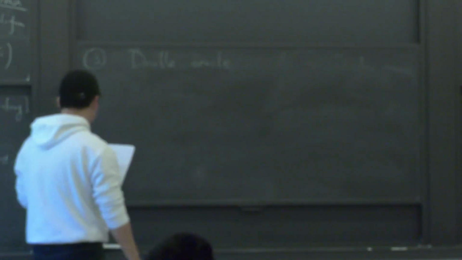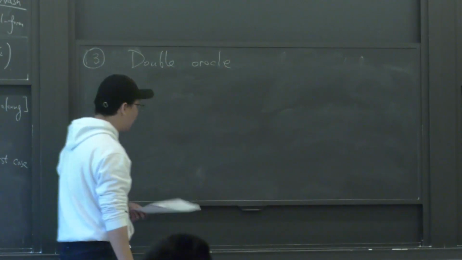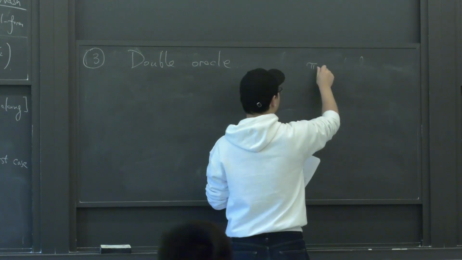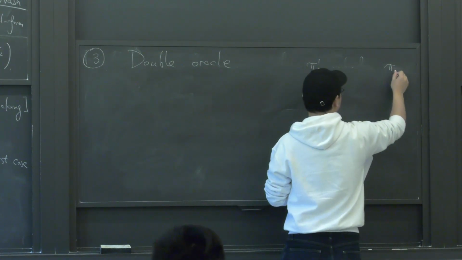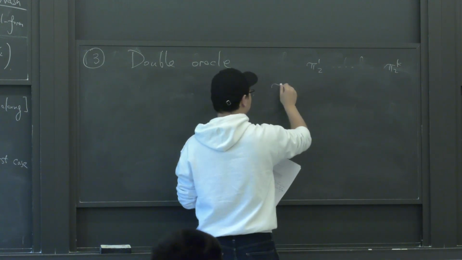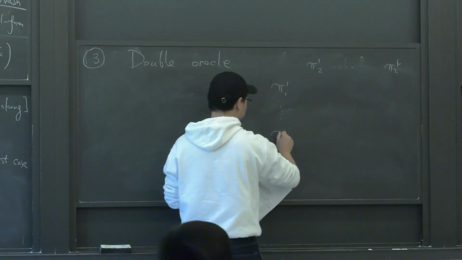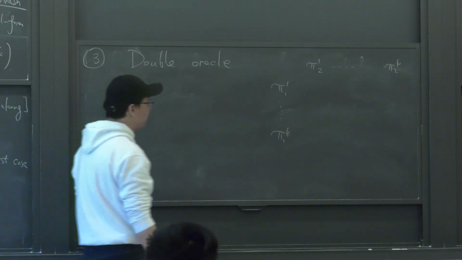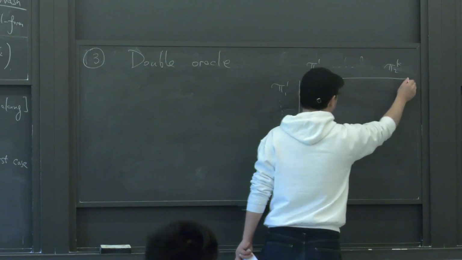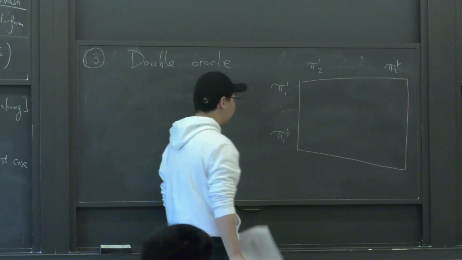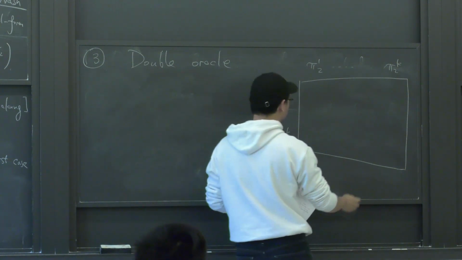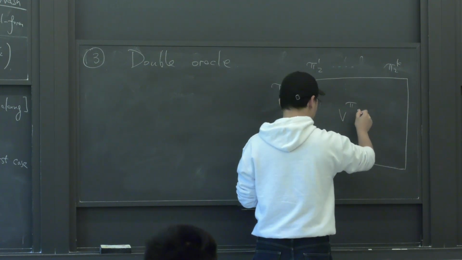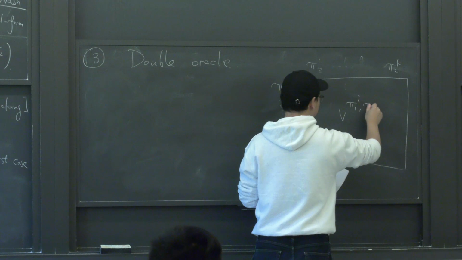So the whole idea is, for example, my opponent has a lot of policies, π2,1 to π2,k, and I also have a lot of policies, π1,1 to π1,k. I can essentially compute the relative performance between them. So, for example, we can say this is the value, or the utility, of playing π1,i against π2,i.